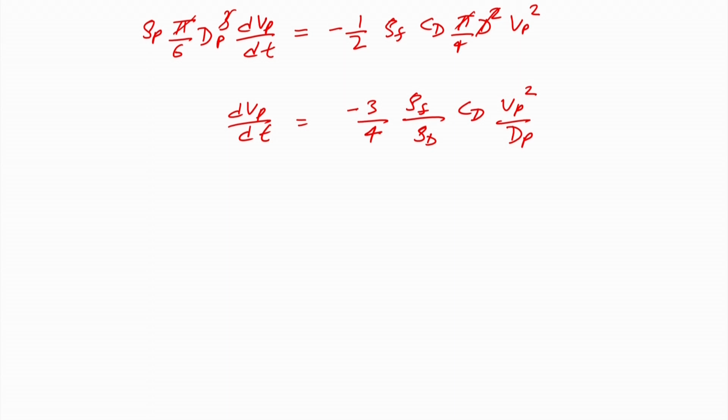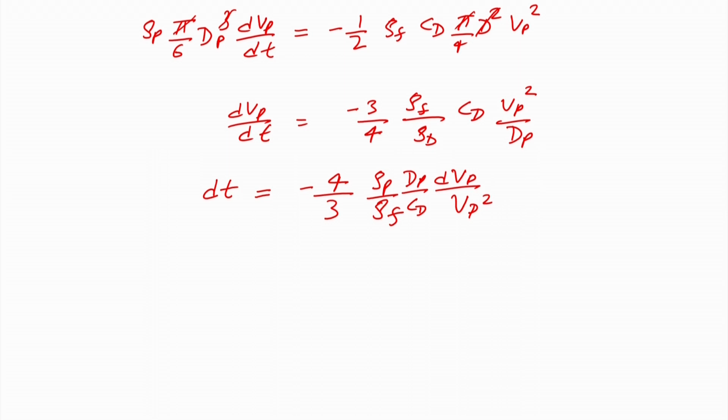Now, what we can do? We can separate V p and dt. So, I can write dt as equal to minus 4 upon 3, rho of particle upon rho of fluid, into dV p upon V p square into d p upon C d. We can write it in this way.